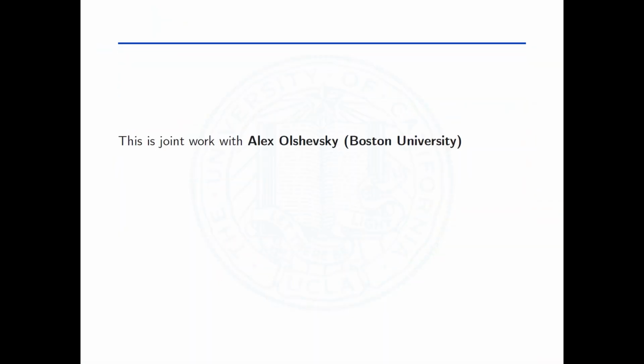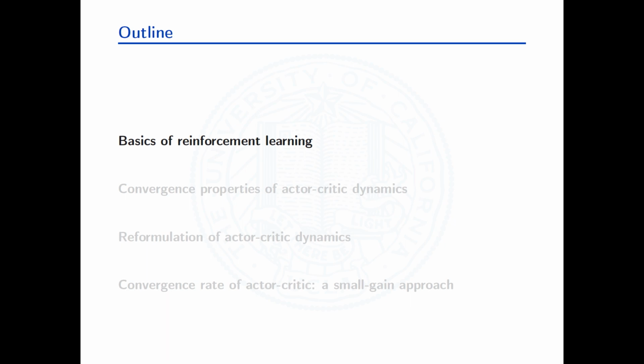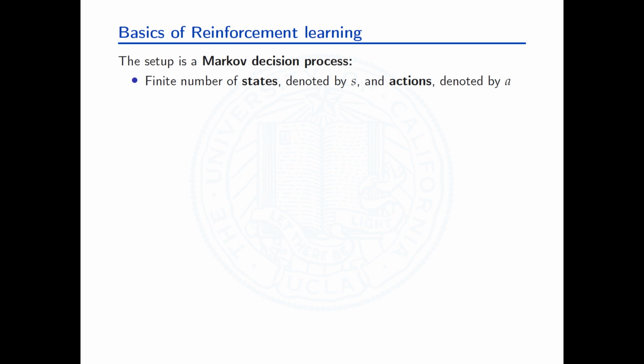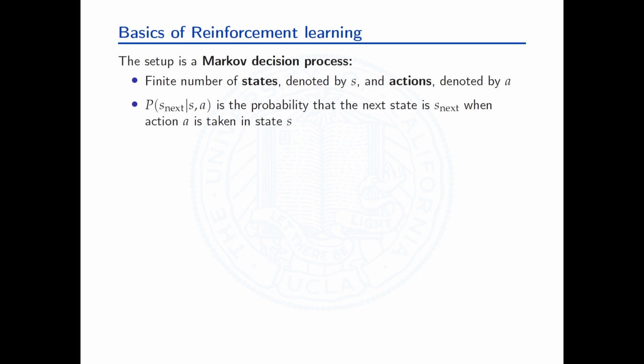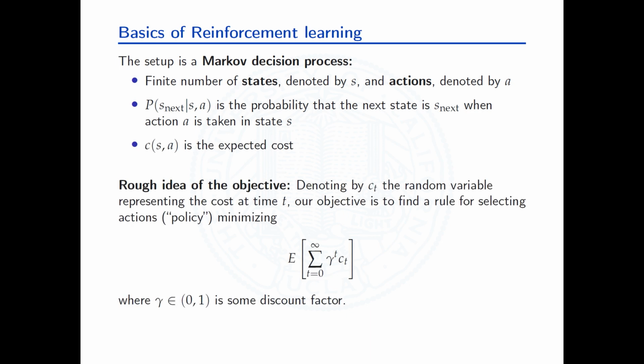Because it's pretty basic. As Alex mentioned, this is joint work with Alex here at Boston, which we did maybe around a year and a half ago, when we started thinking about this. As I said, I'm going to talk about basics of reinforcement learning. The setup is a Markov decision process. It's been talked about quite a bit today. So, a finite number of states, and the classic version, right? Actions denoted by A, and you have a transition probability matrix. You're at state S, you take action A, you move to the next state, okay? Great. And you have an expected cost that I've shown here.